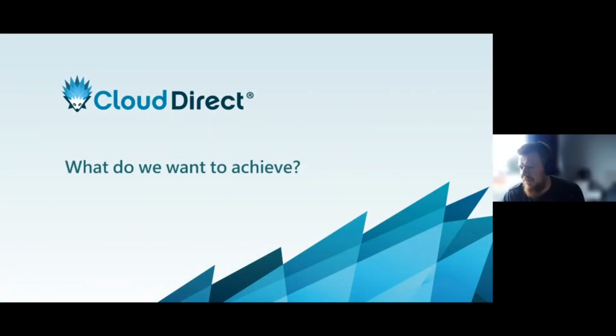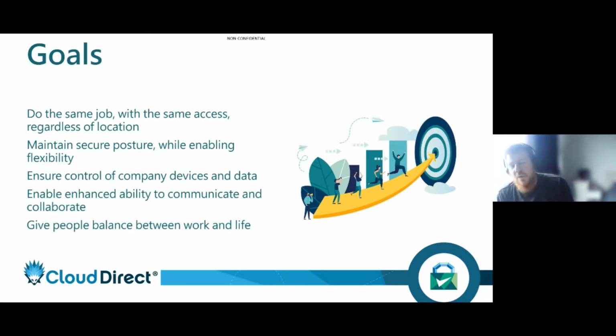What do we want to achieve? So what we want people to be able to do is do their job with the same access to resources, regardless of their location. We want people to be able to work just as effectively from home as they can in the office, or a combination of the two.